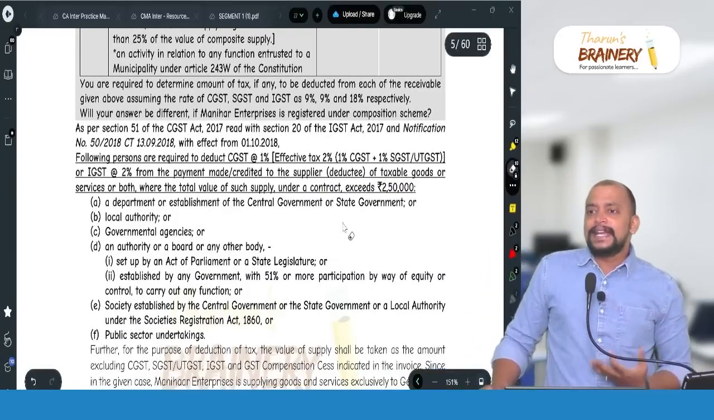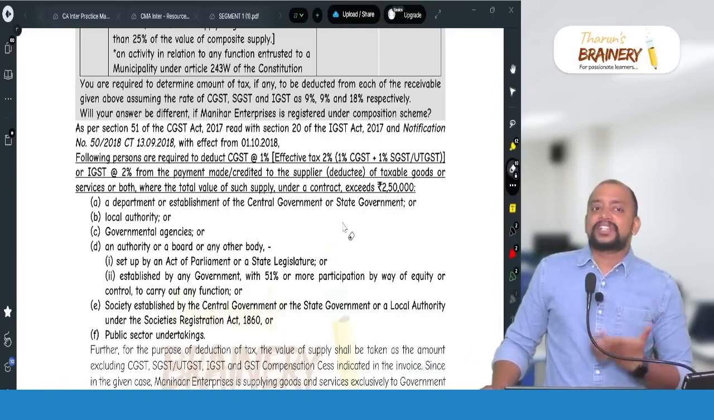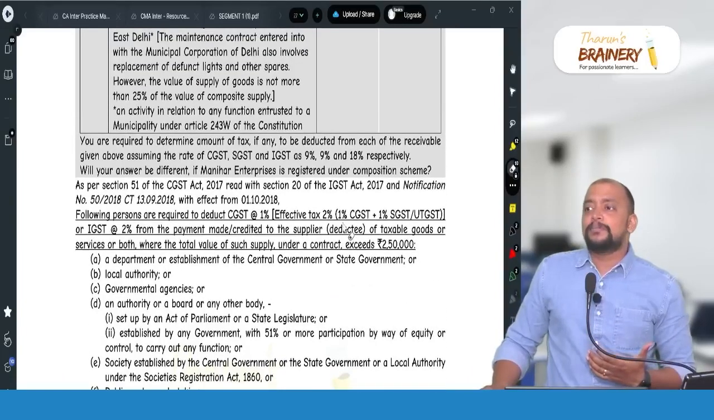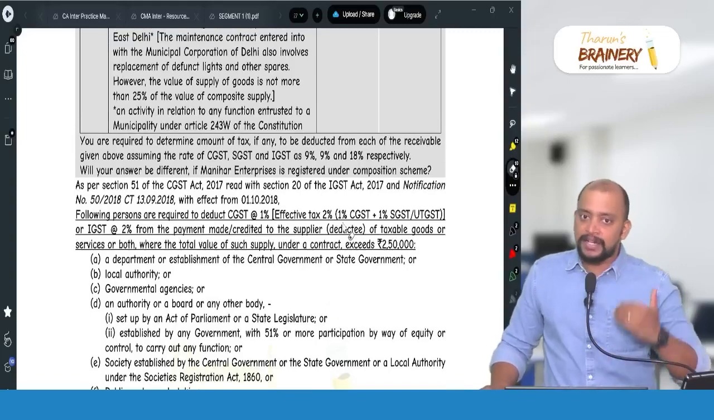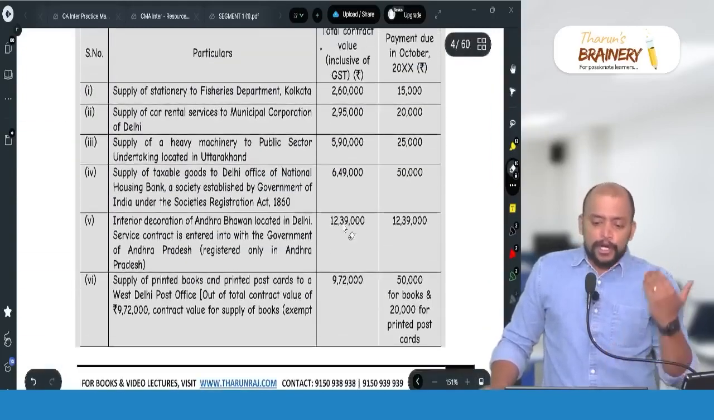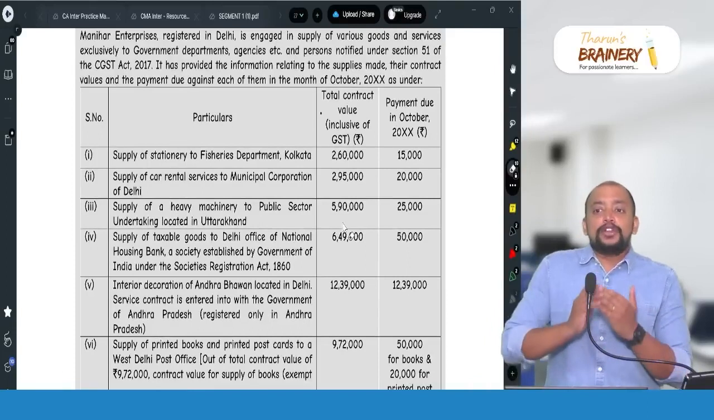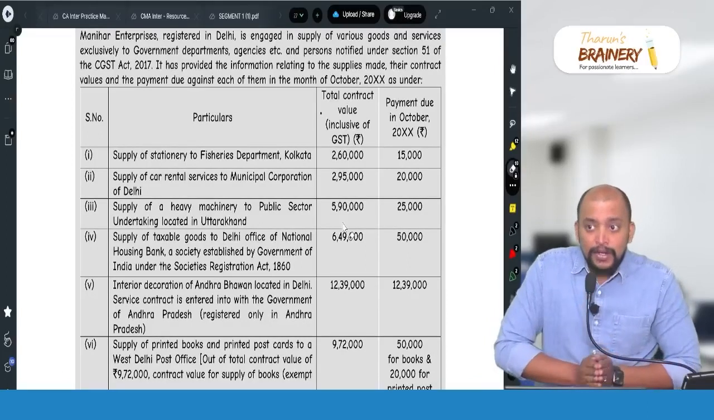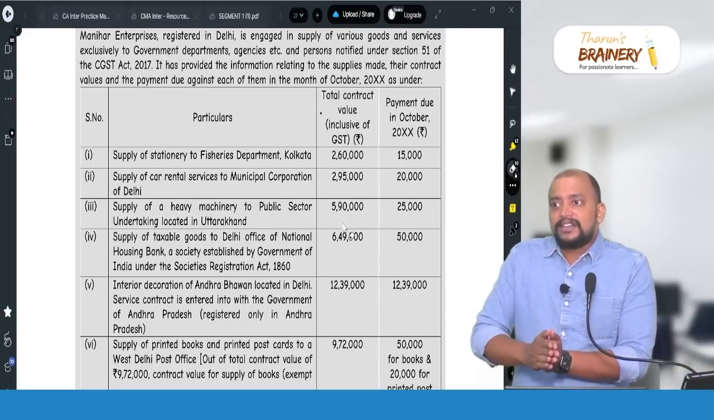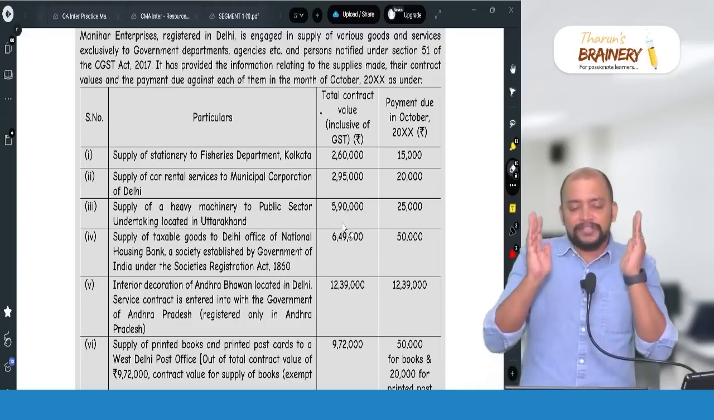Now, TDS will be applicable under section 51 whenever supplies are made to notified recipients. And one important point here is that the value of supply under the contract should exceed 2,50,000, then only TDS will be applicable.